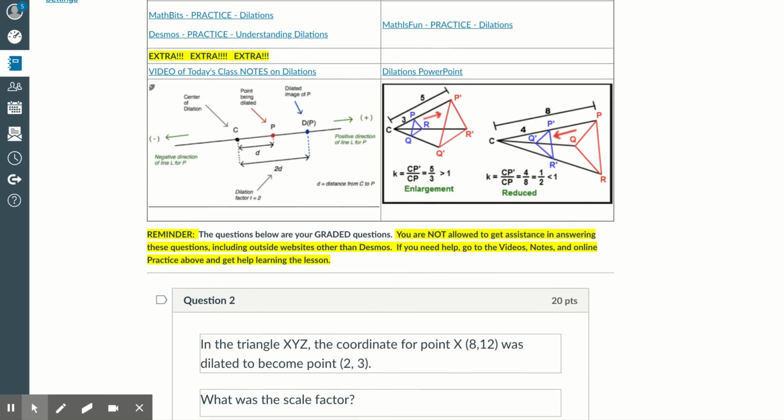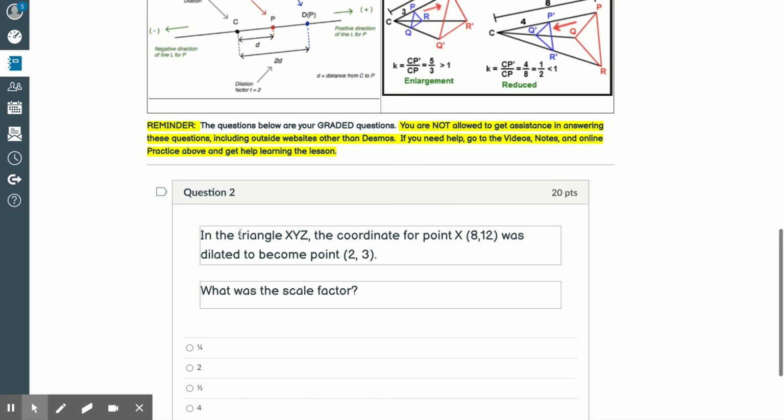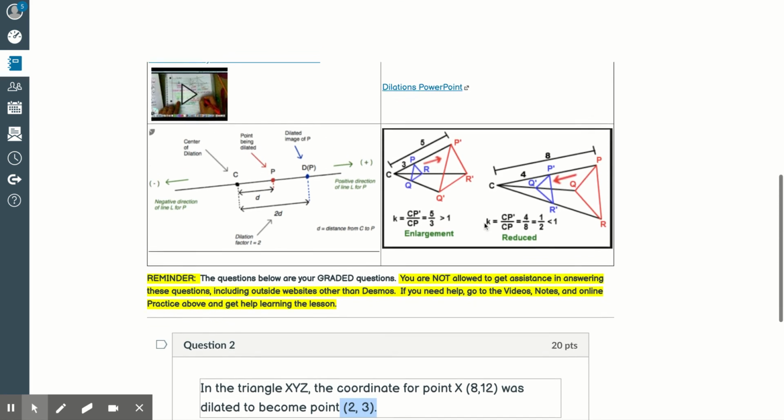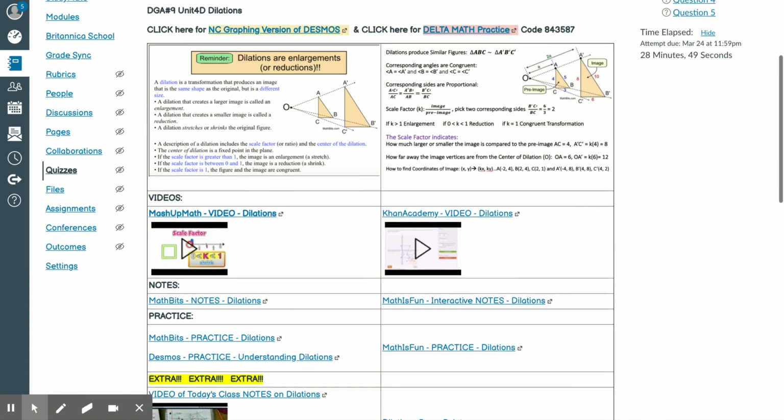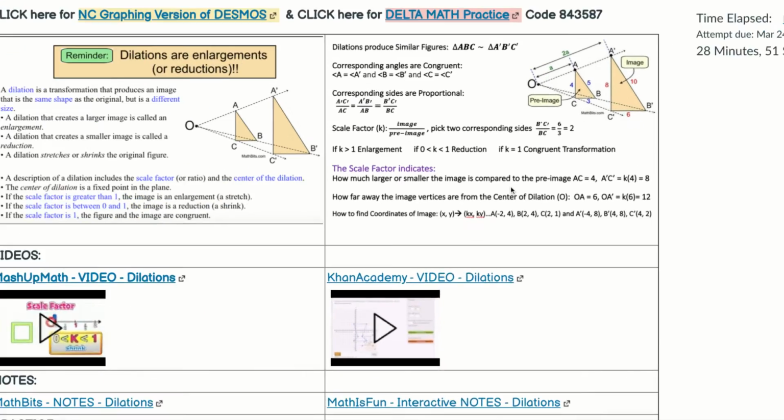What else you got down here? This one says that you started with this coordinate and then your new coordinate is here. So how did you go from here to here? So this would be your X prime. So you have to just work backwards. So let me show you how to do that.